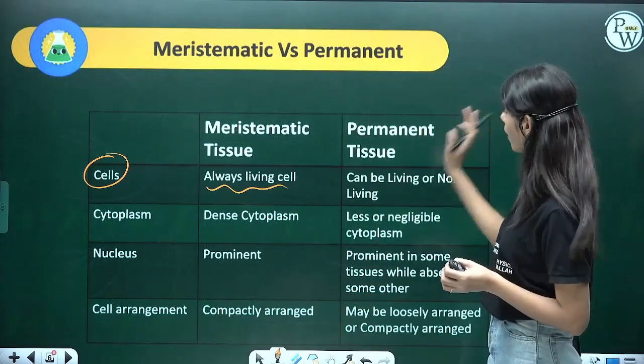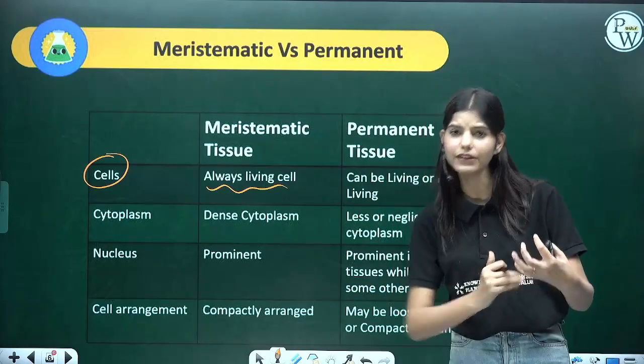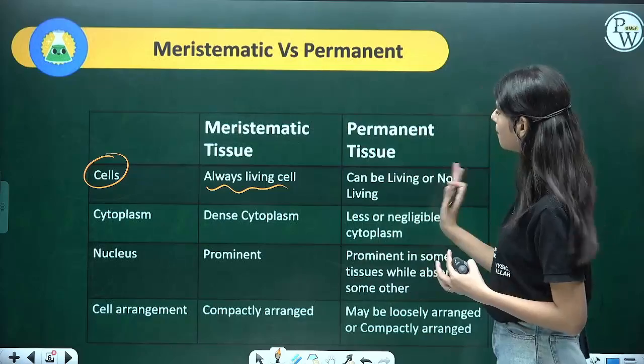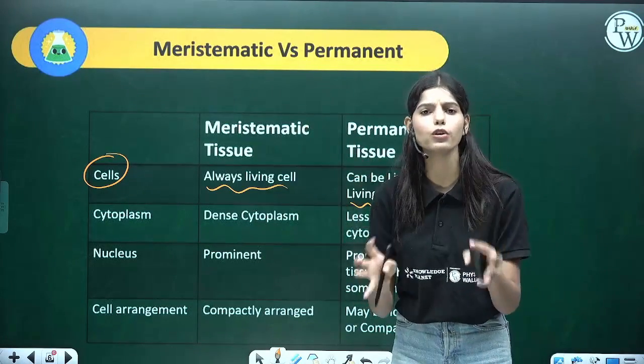Talking about the permanent tissue, guys, they are not capable of division, and they may be living and may not be living. So they can be both. They can be living and non-living as well, but in case of meristematic, they are only living.